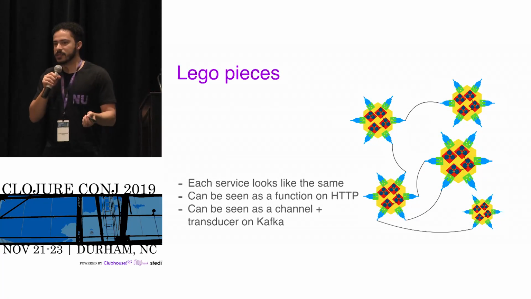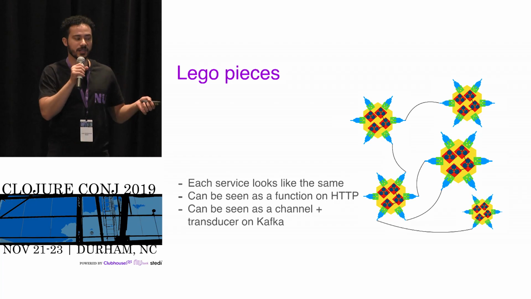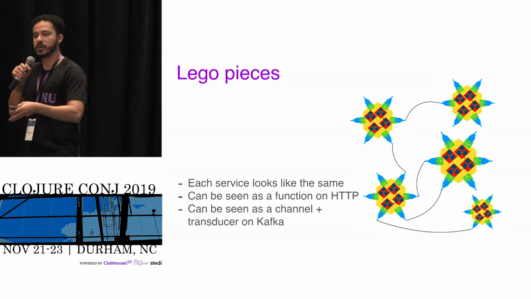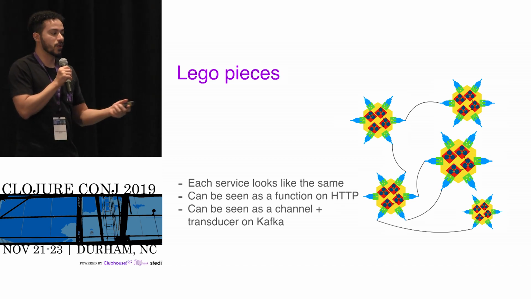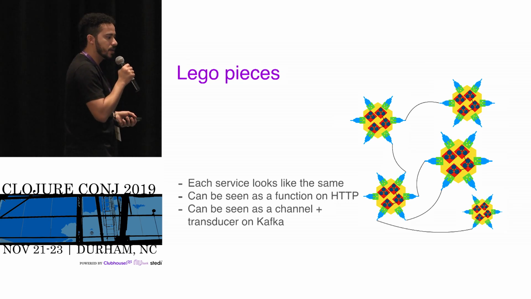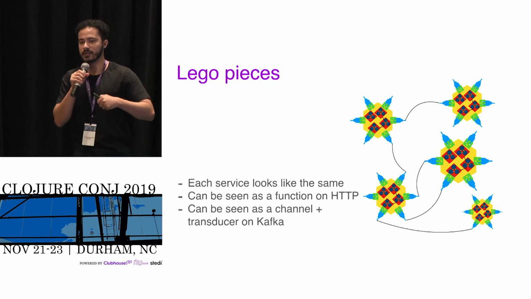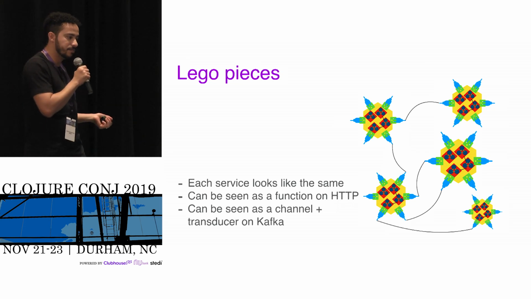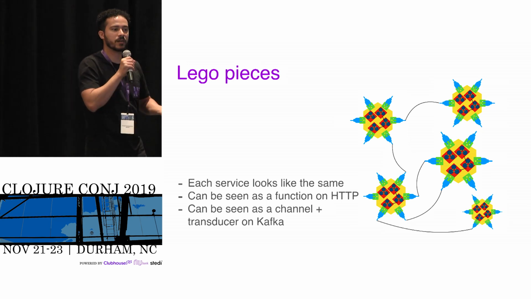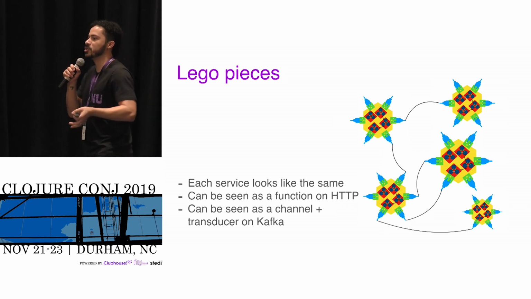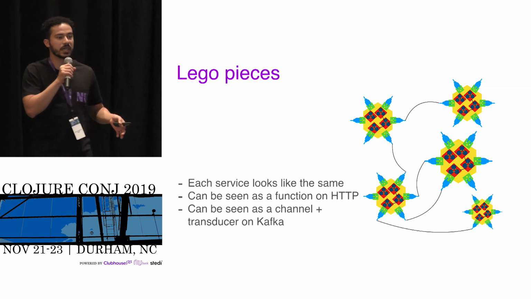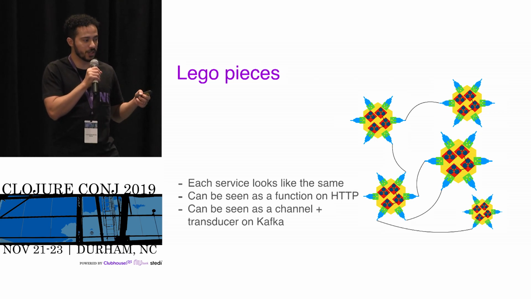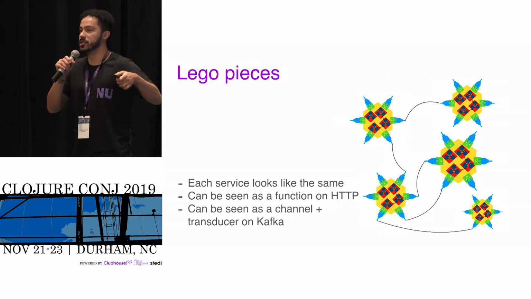And every service looks the same. They are Lego pieces, so it's easier to go from one code base to another because they look the same. And also integrating between the services is easy because it's basically either an HTTP call that looks like a function call or a Kafka message that looks like a channel. Those are constructs that people are familiar with in the language. So we can treat this kind of logic at a higher level, and it still works.